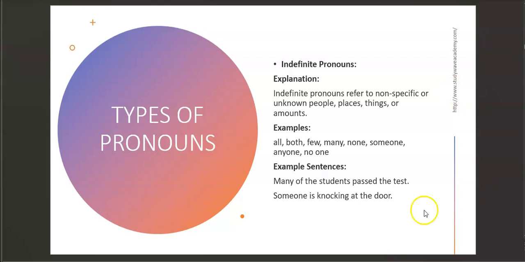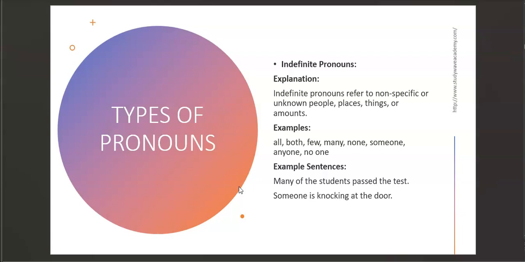Okay. So an example here we have, many of the students passed the test. So it's many students that passed the test, but we don't know how many students. We don't know if it is 4 students, 3 students, 5 students. We don't know the number of students. That's the right English, not amount. Amount is used for substances, okay? So maybe an amount of sugar, amount of salt, okay? But when we talk about students, we talk about many, okay?